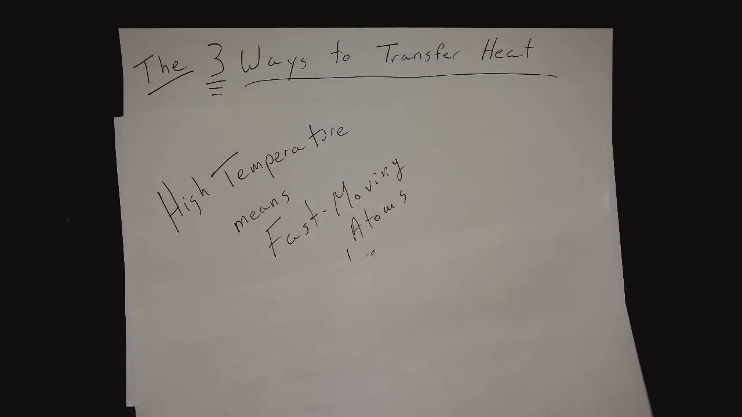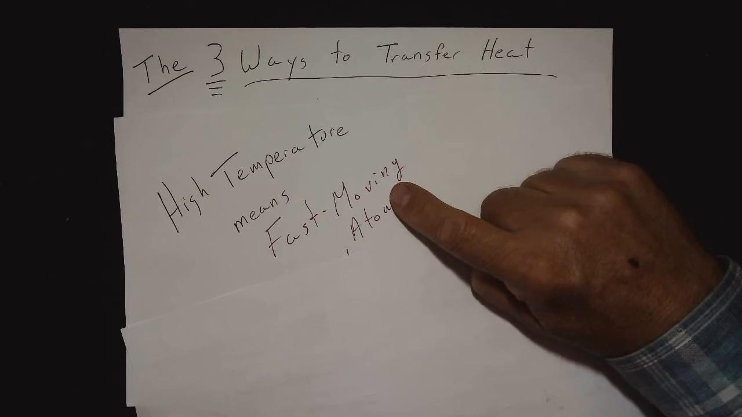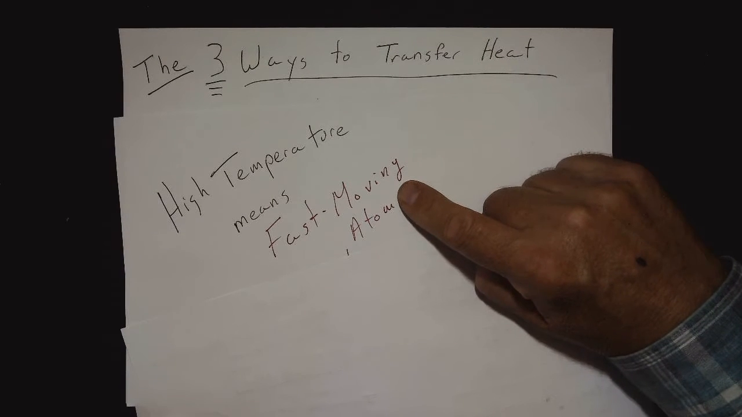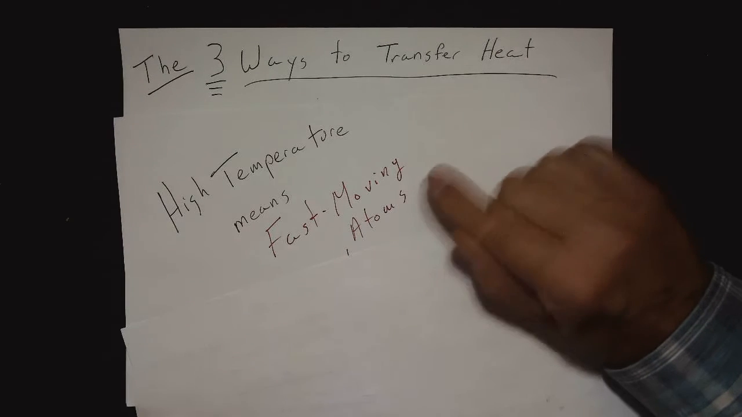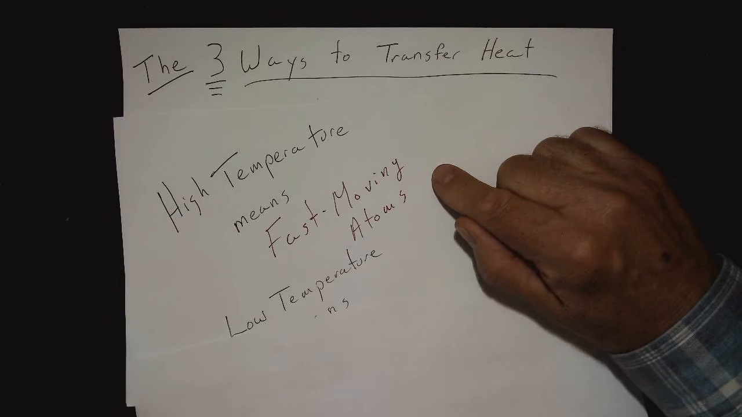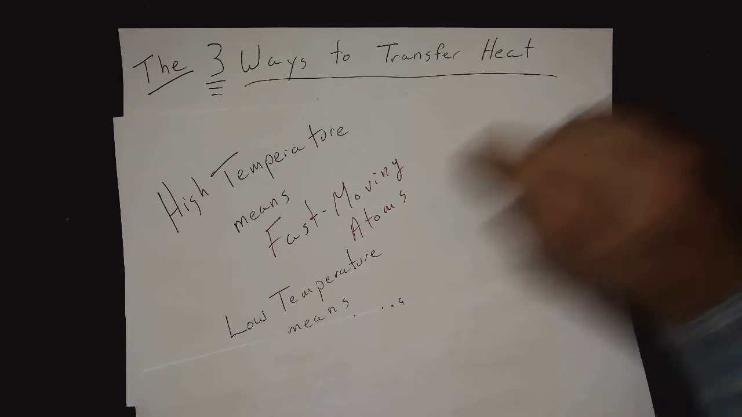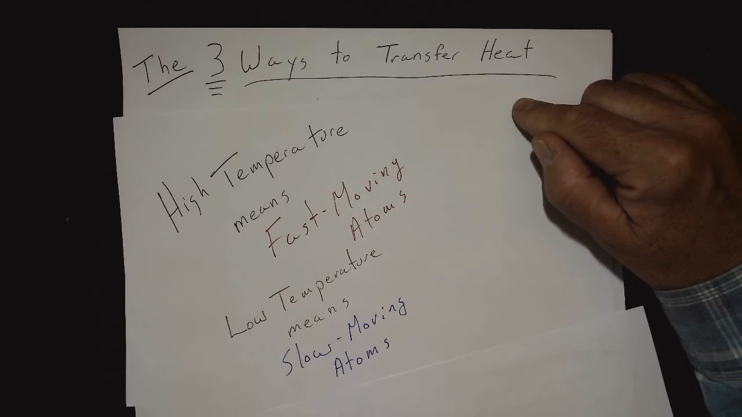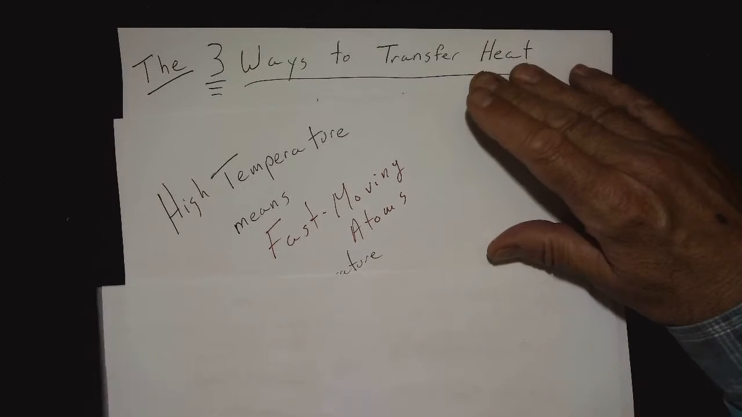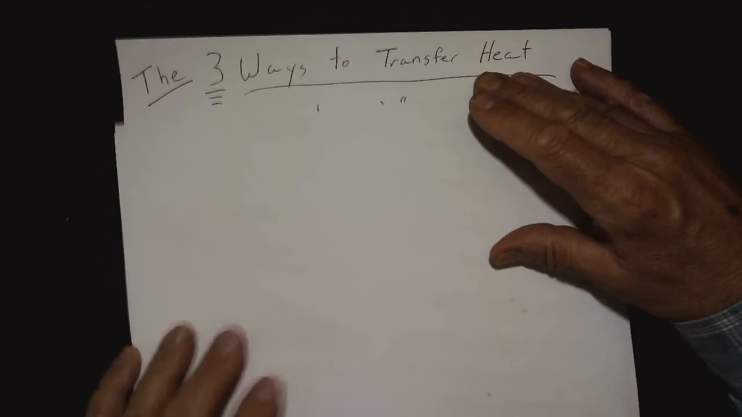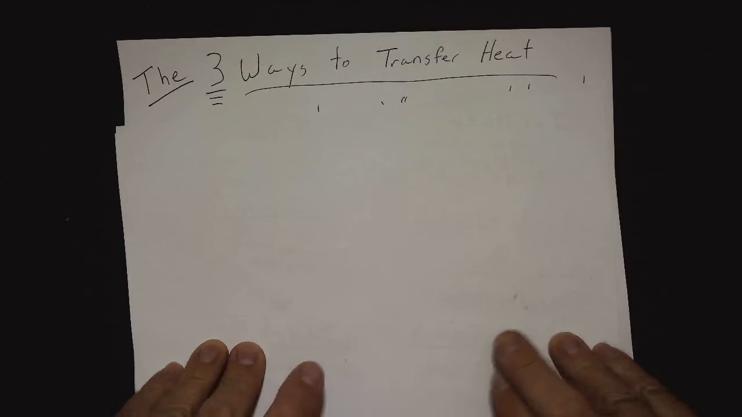Here it is. High temperature means fast-moving atoms. That's what it means. If something has high temperature, the atoms are wiggling and jiggling like mad inside it. They're moving fast. Low temperature, therefore, means slow-moving atoms. That's it. So something with low temperature has slow-moving atoms. So let's see how this turns into three ways of transferring heat.